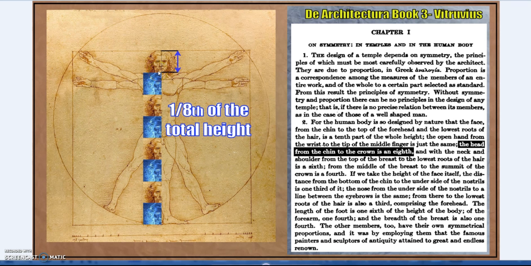This has to do with the concept of man as the temple. Man is a measure of all things, as said by Protagoras. As Vitruvius points out, this is essential in temple design.